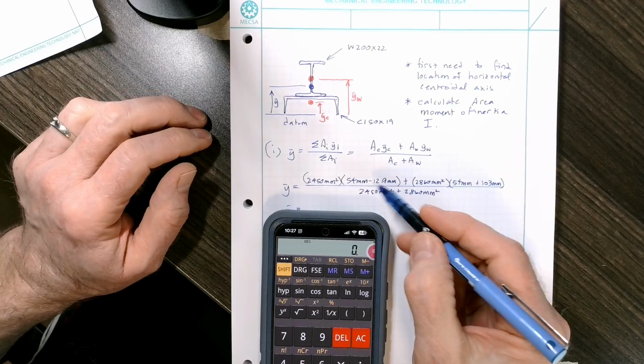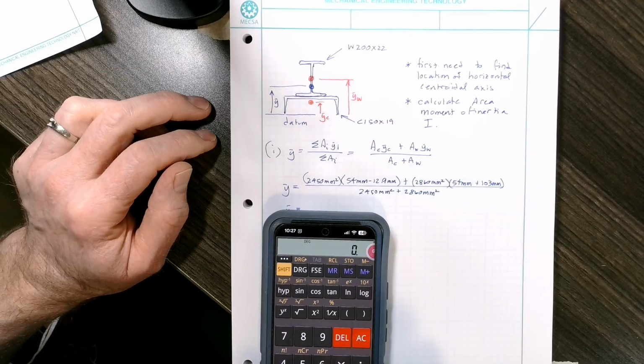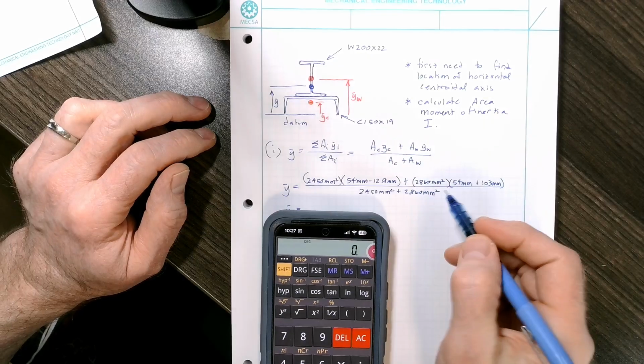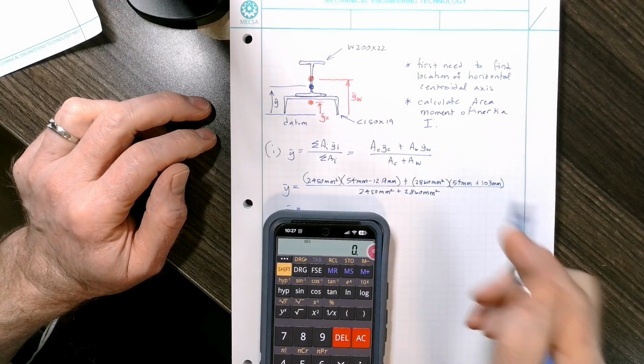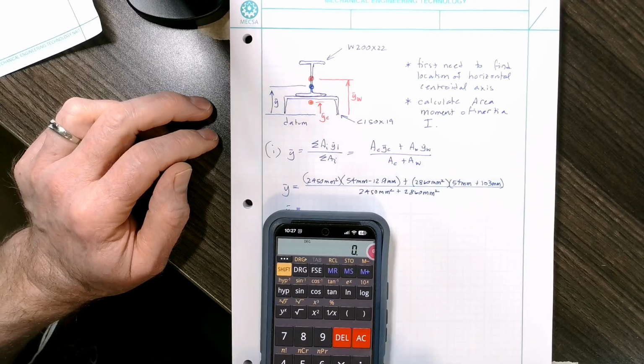I like to start in the middle of parenthesis. Anyways, it doesn't really matter how you do it. If you have a graphing calculator, you can just put it all in and confirm it's correctly entered and then hit enter. But I don't have such a calculator. So 54 minus 12.9. Whoops.